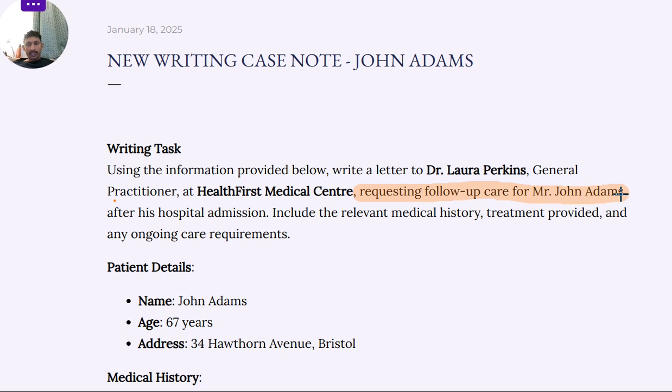So here it says requesting follow-up care for Mr. John Adams after his hospital admission. From this we get a few bits about the patient: he had a hospital admission, and in the letter you should include relevant medical history, treatment provided, and any ongoing care requirements. You have to include these three important pieces of information in your letter. Okay, so let's see the details about this patient.